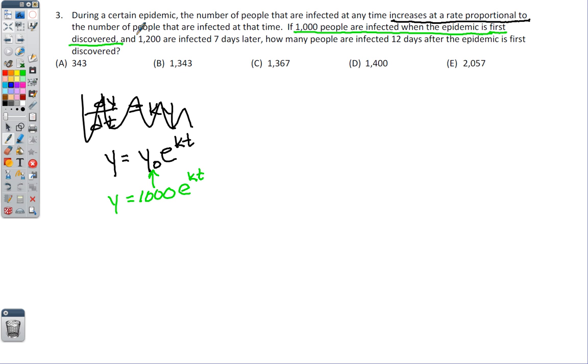Next. And 12,000 are infected 7 days later. Quickly spreading. So, hey, we can do that. 12,000 people, that's y, so 1.2, not 12,000. 1,200 equals 1,000 e to the, still don't know k, but t is 7. Hey, one equation with only one thing we don't know. So we start solving.